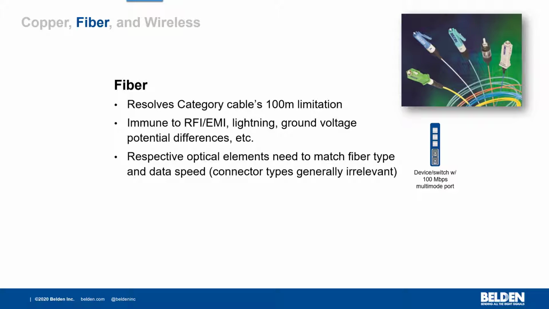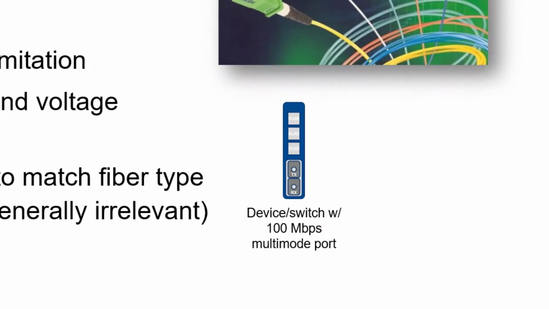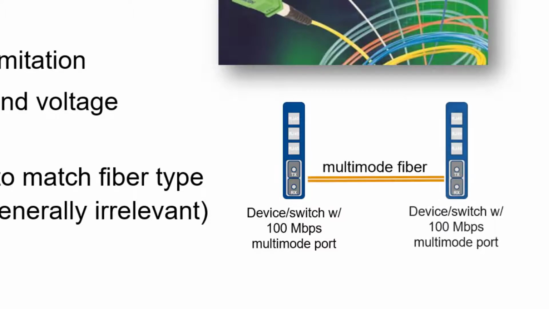So in this case, what we have here is a switch. It has 3 RJ45 ports, and it has a single 100 megabit multi-mode fiber port. It is connected to another device, which then also will need to communicate at 100 megabit. So we have a match on fiber optic ports. And because the fiber optic ports are multi-mode, the fiber itself needs to be multi-mode.